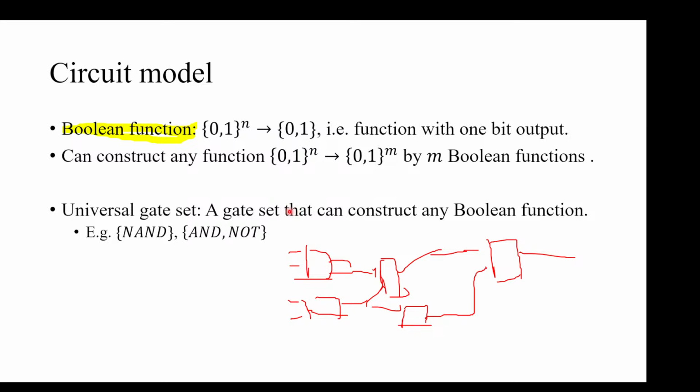Classically we know quite a few universal gate sets. For example, you can construct any Boolean function with just an AND gate and a NOT gate, and even simpler, a universal gate set with just one gate, the NAND gate. There are a few details here, but let's just say a universal gate set does this.